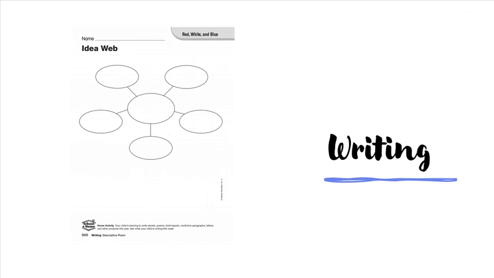Next, I have an idea web for you to get started on your descriptive poem. So you're going to describe something in your poem. You can write a poem or a song. It's up to you. So your topic will go here, and then I want you to write items that can describe your topic in the bubbles, okay? That's all I need you to do for now. Don't worry about doing the rest of the writing. Just get some ideas down. So start thinking about something that you want to describe, and then the descriptions of it, okay?